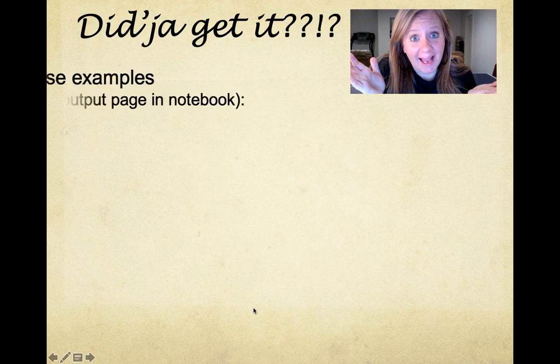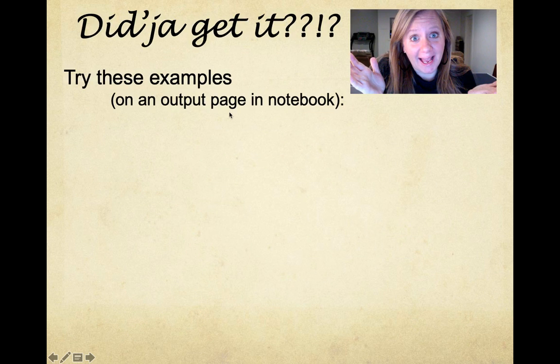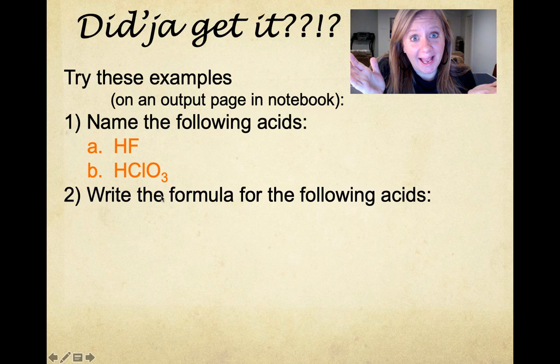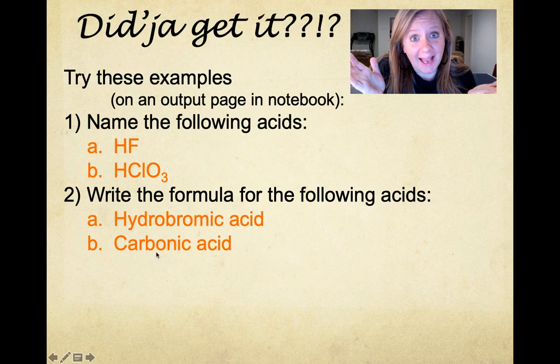All right, so let's see if you got it. So go ahead and on your output page in your notebook, would you try these examples? So name the following. So HF, what would be its name? And HClO3, what would be its name? And then write the formula for hydrobromic acid and carbonic acid. Go ahead and try them. And then when you think you've got an answer, I'm going to go through the answers on the next page. So we're going to see if you get it.